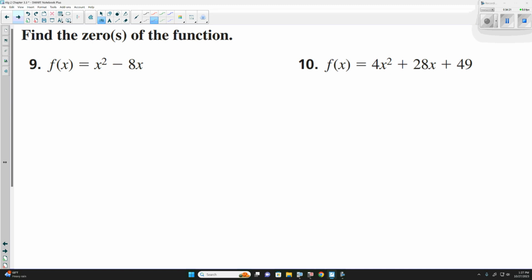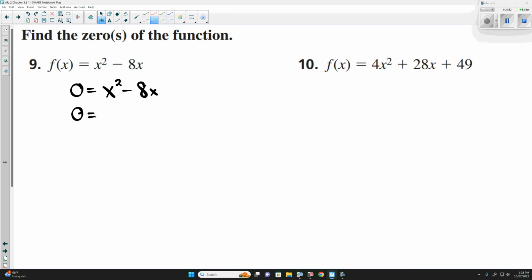We have one last one we're going to look at. f of x equals x squared minus 8x. So again, if we're finding zeros, we want to see what value of x is going to make x squared minus 8x be 0. We can't use the square root method because of the 8x. We have a middle term. It doesn't work. But if we factor this, the first step would be greatest common factor.